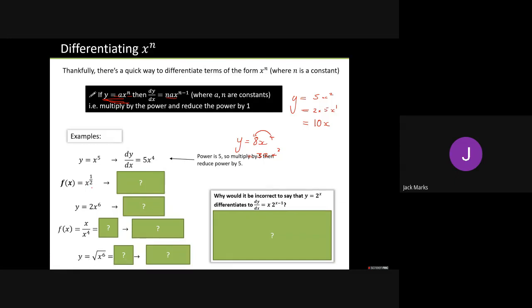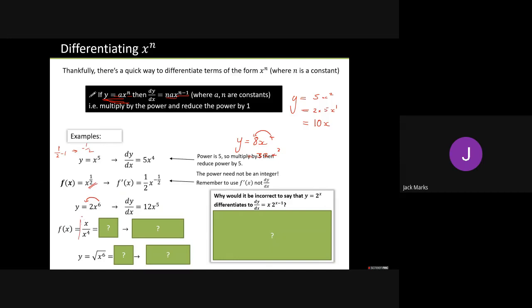We have to do this with fractions and things as well sometimes. Doesn't matter. Bring the half down to the front, and remember it's minus 1. So a half minus 1 goes to minus a half, doesn't it? So it will look something like this. 2x to the power of 6. Bring the 6 to the front. Don't forget to multiply the 2 by it.